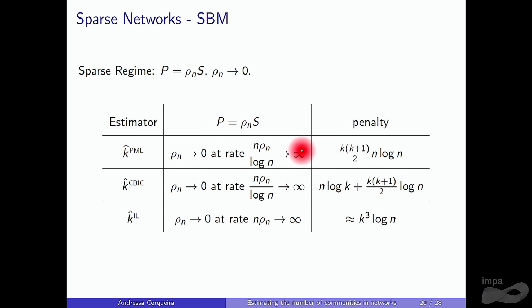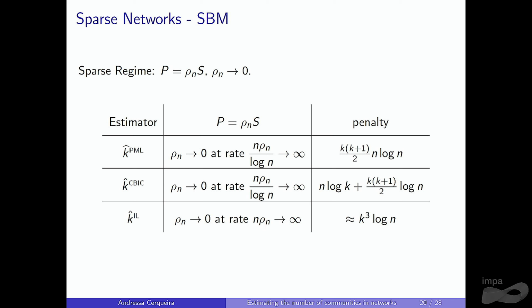So let's compare all these estimators. For the penalized maximum likelihood, they prove that if rho n goes to 0 at a rate such that n rho n divided by log n goes to infinity, they have the consistency of their estimator. The same thing holds if we are looking at the corrected BIC estimator, right? And for the integrated likelihood estimator, we had something different: rho n needs to go to 0 at a different rate, and n rho n goes to infinity.